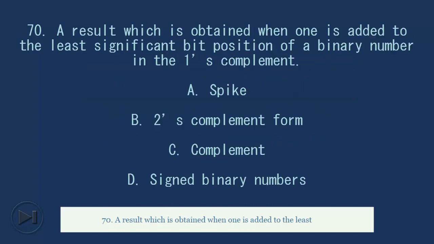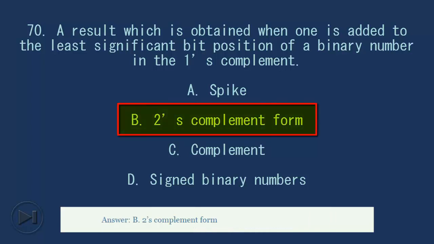70. A result which is obtained when 1 is added to the least significant bit position of a binary number in the 1's complement. A. Spike. B. 2's complement form. C. Complement. D. Signed binary numbers. Answer, B. 2's complement form.